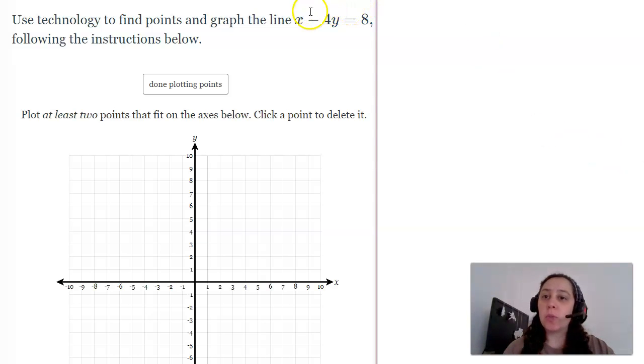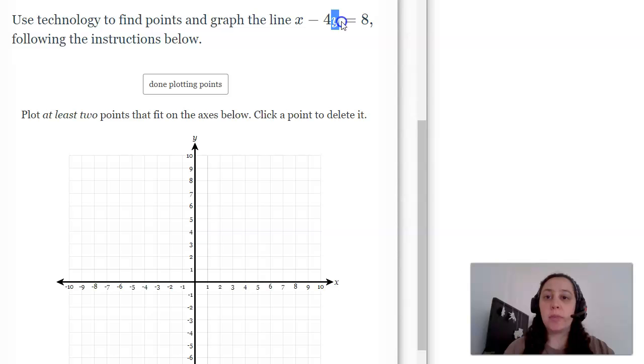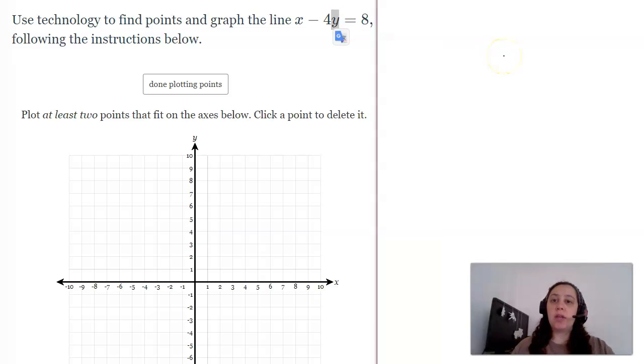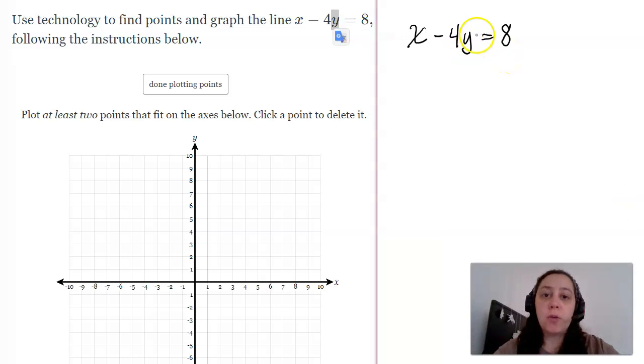So in this question we have to graph this linear function. However, in order to graph it, we first need to solve for y. We need to get this y by itself. So let me copy my equation. My goal is to get this y by itself so we can have it in y equals mx plus b form. So I need to move this x to the other side.